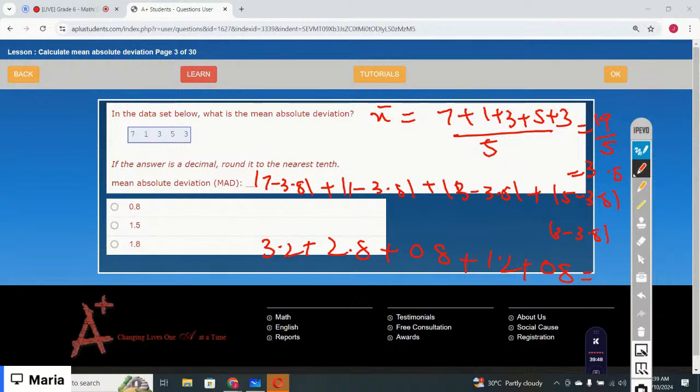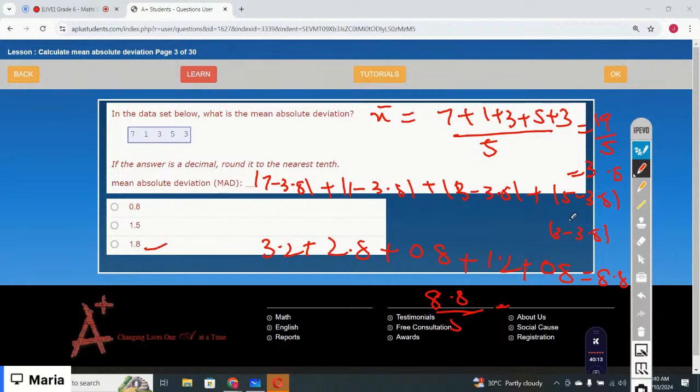Just add them all, right? 3.2 plus 2.8 plus 0.8 plus 1.2 plus 0.8. When you add them all, that is 8.8. So just divide 8.8 by 5 and let's see which is the correct option. So 8.8 divided by 5 is 1.8. The correct option is 1.8.